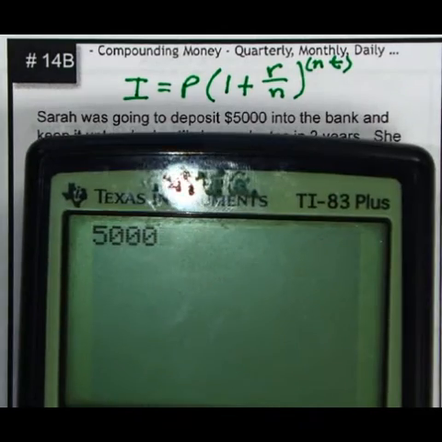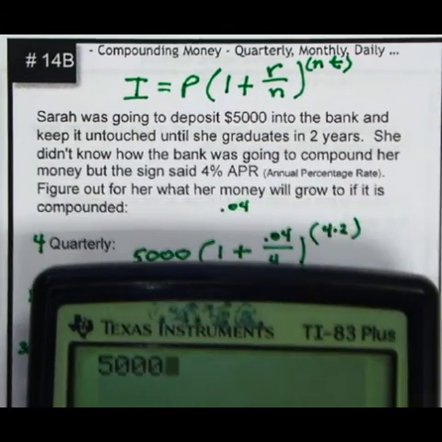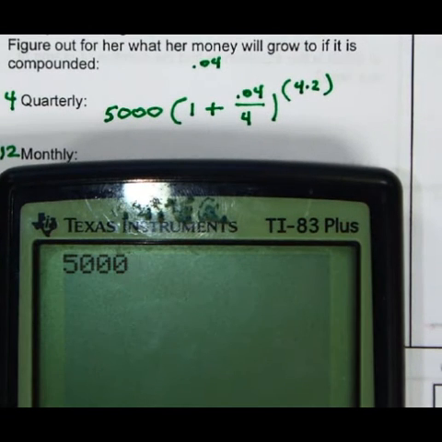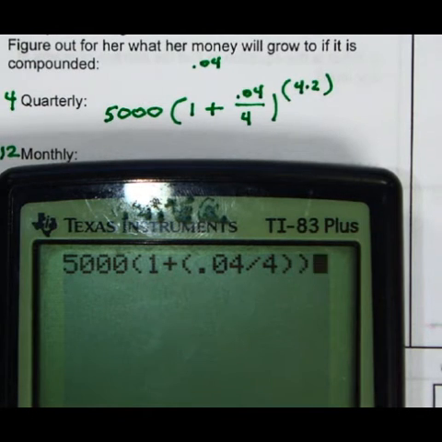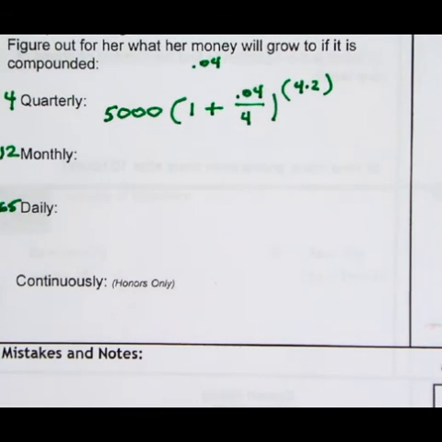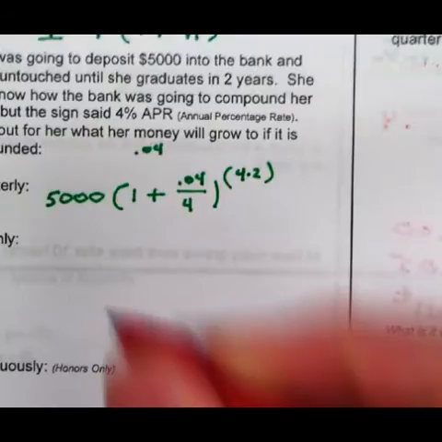Type it in your calculator. You want to make sure you manage your parentheses. So if we're going to look at this closely, we've got a lot to type in. So it'd be 5,000 times 1 plus another parentheses, 0.04 divided by 4, 2 parentheses to close it out, to the power of parentheses 4 times 2, and that's what it is. The answer is 5414.28 with correct rounding, and that's the correct amount of money if it's compounded quarterly.